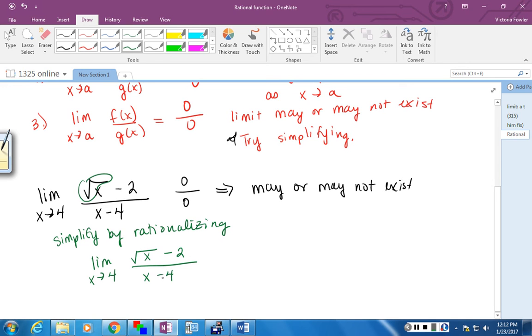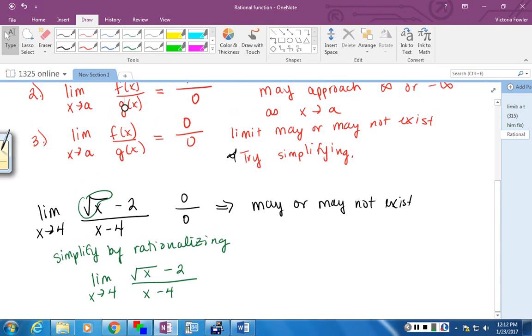Okay, so if we're going to rationalize, what we're trying to do is get rid of this radical. If I just multiply by its conjugate, since I'm trying to get the radical out of the numerator, I'm going to have to multiply the numerator by square root of x plus 2. And you can't just do that to the numerator, you must do that to the denominator, because here we're just creatively multiplying this initial rational function by 1, right? Something over itself is 1.